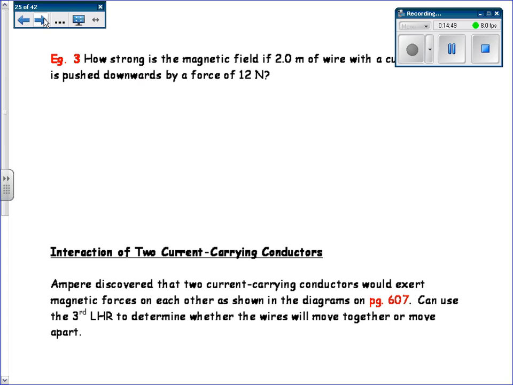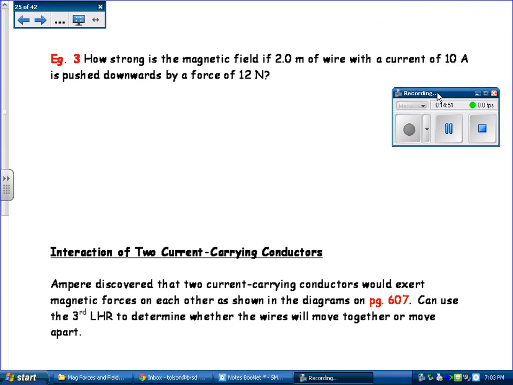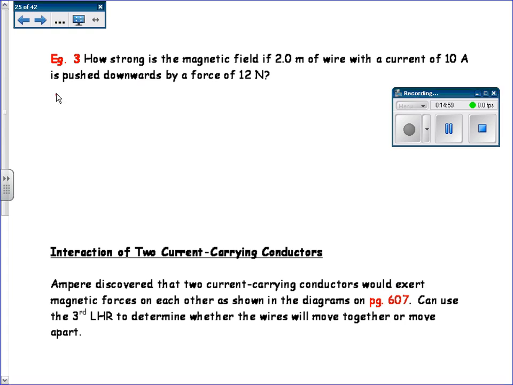Okay, so how strong is the magnetic field if 2 meters of wire with a current of 10 amps is pushed downwards by a force of 12 newtons? So we have a force of 12 newtons, we have a length of wire of 2.0 meters, and we have a current in that wire of 10 amps. We want to know the magnetic field.